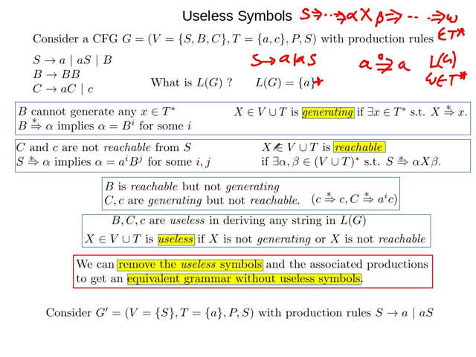So the definition is: a symbol x is reachable if you can derive alpha x beta from S, where alpha and beta are some strings over both variables and terminals. If you can do that, then we say that x is reachable. And here we see that though capital C and small c are generating, they are not reachable, because from S, what are the productions that you can use?